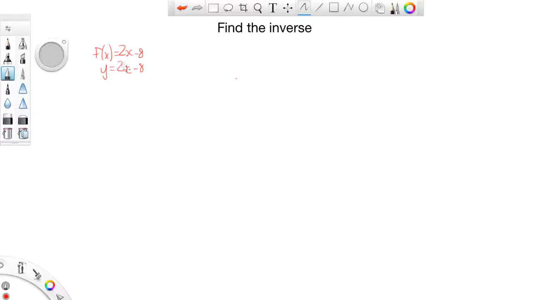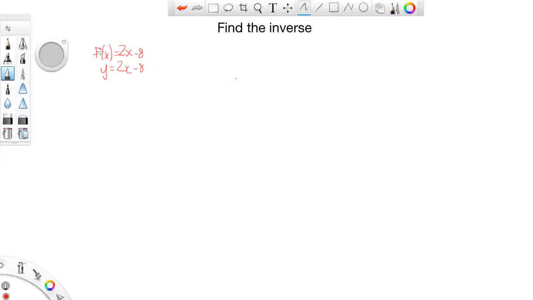Okay, so we want to find the inverse of this function, f of x equals 2x minus 8. It's a pretty straightforward process, and the first thing we want to do is rewrite our f of x as a y. At this level, both f of x and y are the output, and in two-dimensional space, y is the same thing as f of x. That's just a fancy way of saying that right now f of x is equal to y. And it's going to make it easier to work with if we change it to y.